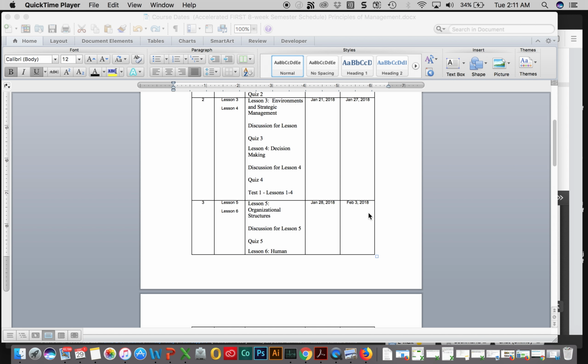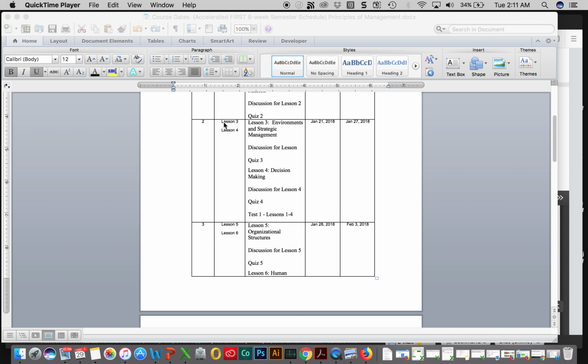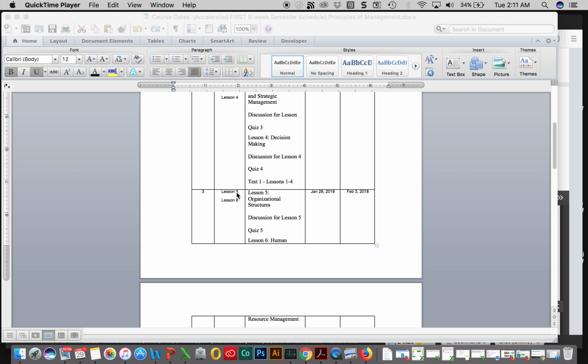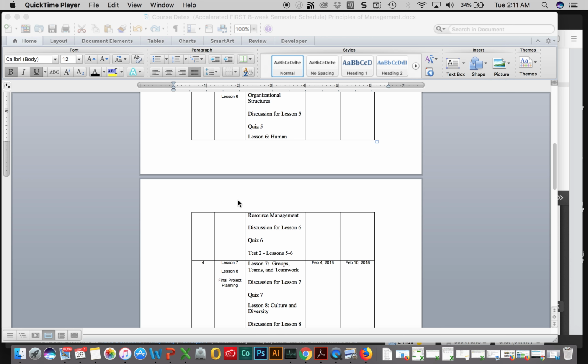So that's pretty much the basic structure, where in week 2, which will start on the following Sunday, we'll be doing lesson 3 and lesson 4 with a discussion and quiz for each lesson. You'll also notice on here that at the end of week 2, test 1 is also due, covering all of the first 4 lessons. And then week 3, lessons 5 and 6.